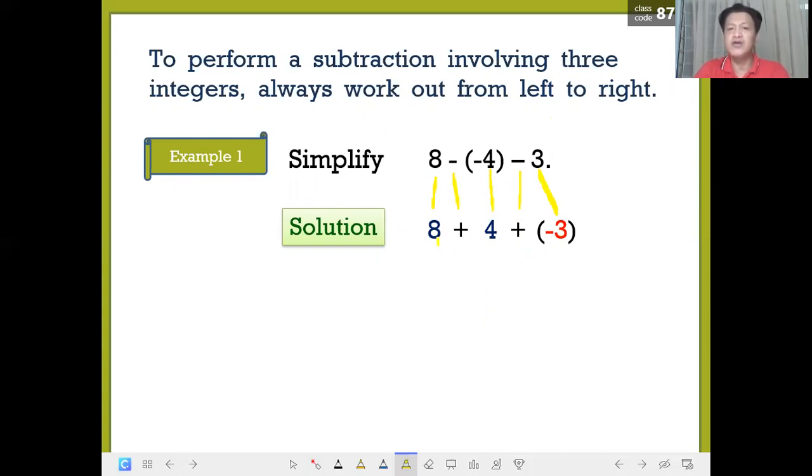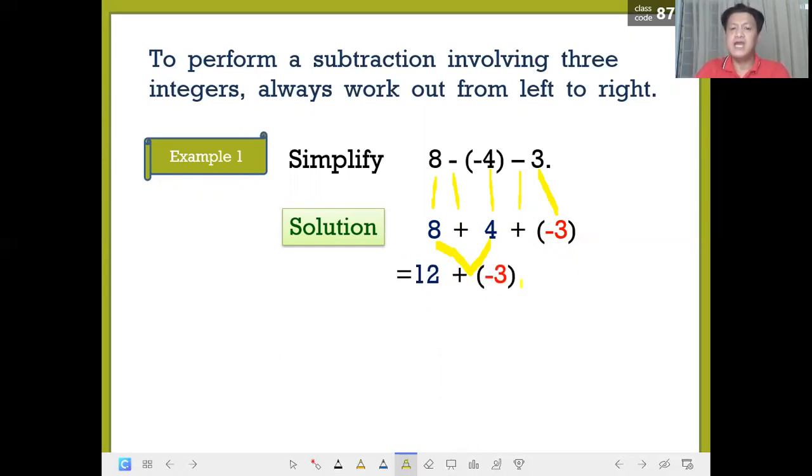So kapag tatlo po yung integers, step by step tayo, no? I-add mo muna yung dalawang integers mo. What is 8 plus 4? Okay, di ba? Same sign yan. So that is 12. Tsaka mo i-bring down yung negative 3.